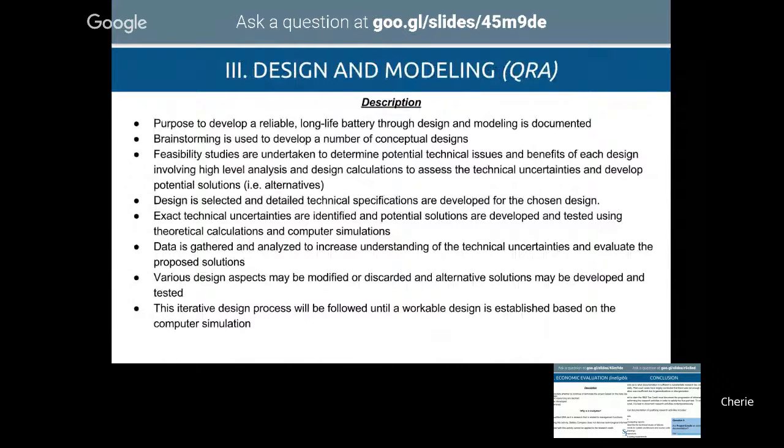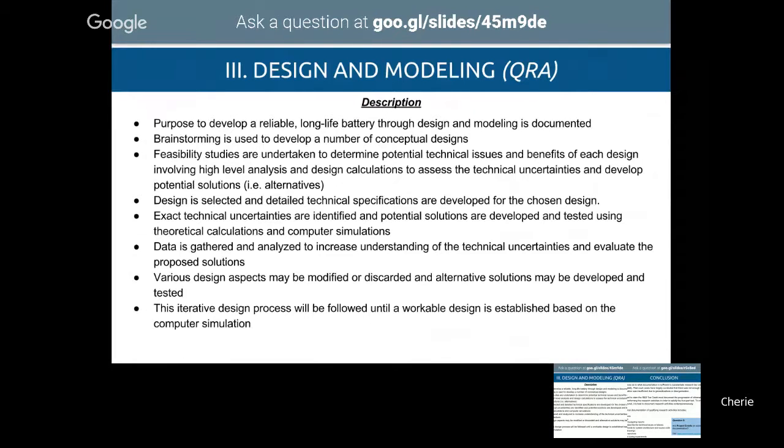Design and modeling, this is an eligible phase, a very critical phase to the R&D claim. Your team is brainstorming to develop conceptual designs. You're doing feasibility studies to determine potential technical issues and how to resolve them. A design is selected, it is tested, it is evaluated, and then technical uncertainties are defined, potential solutions are developed, data is gathered, analyzed.